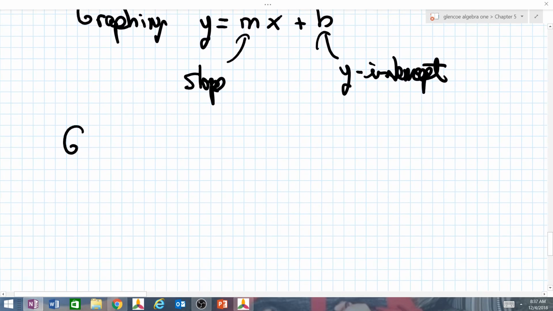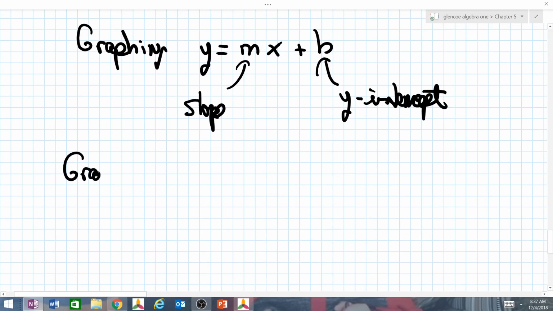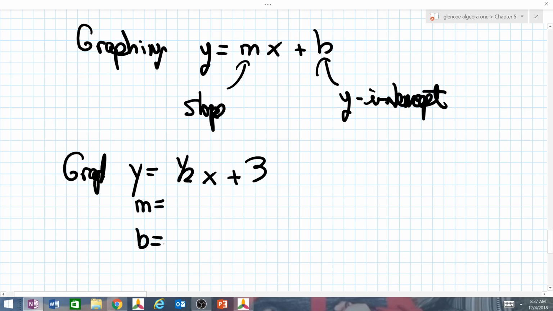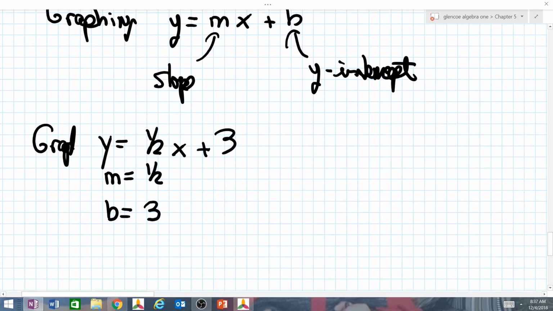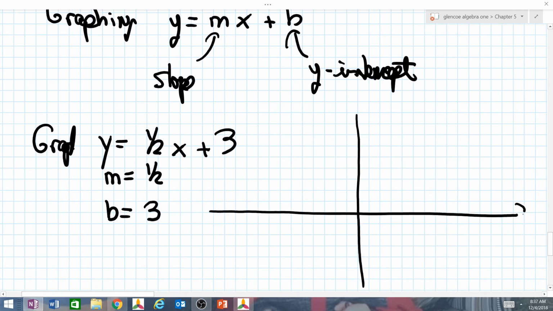So if I asked you to graph y equals 1/2 x plus 3, you should all be able to identify m, my slope, and b, my y-intercept. What's my slope, class? 1/2. What's my y-intercept? When graphing an equation of a line in slope-intercept form, which is y equals mx plus b, we always graph the y-intercept first. Please remember, the y-intercept gets graphed on the y-axis. From that point, I use my slope.